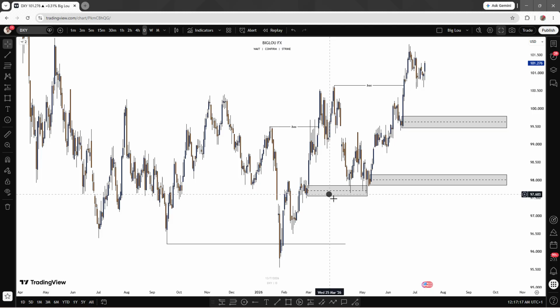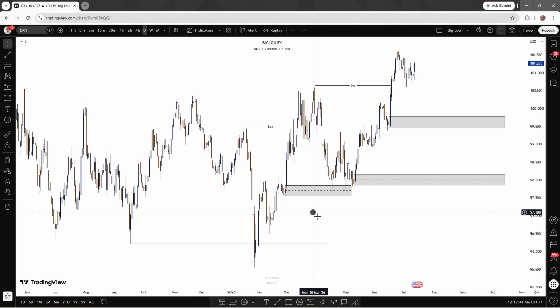I think I've done a video on how to validate your zones. But if you are not so clear on how to validate your zone, I'll quickly run through it. There are three things that validate a zone. The first and foremost is that the zone breaks structure. That's number one. The zone must break structure.